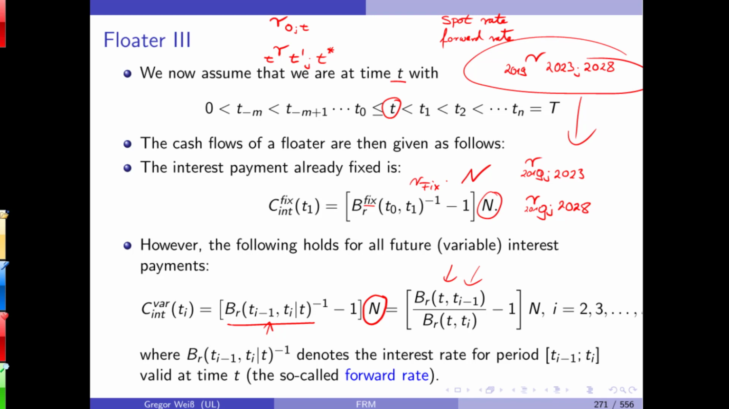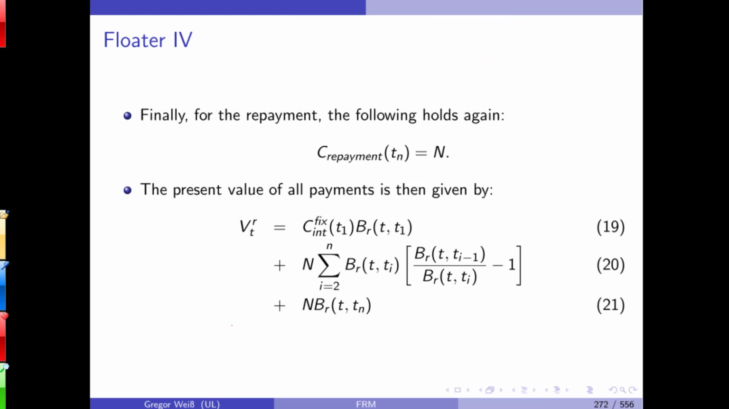Okay, if you have no questions, let's assume you've understood it. The final repayment is N. Thus, altogether, the present value, the fair price of a floating rate agreement should be the fixed payment we already know, discounted, plus the discounted future variable interest payments, plus the discounted notional repayment. That's line 21. Fixed interest payment, variable interest payment, plus the repayment of the notional.